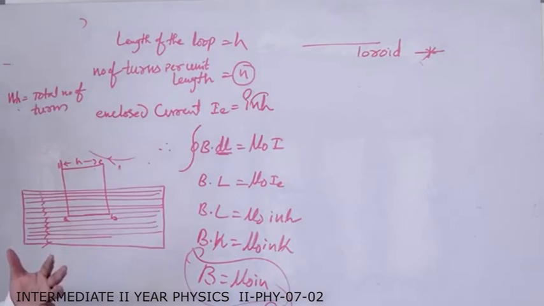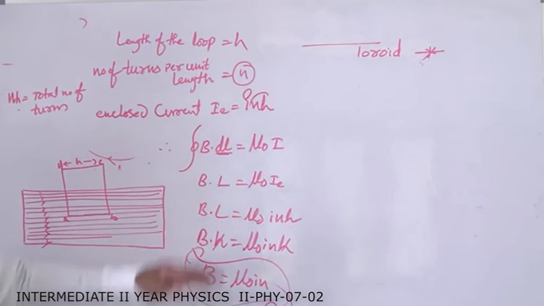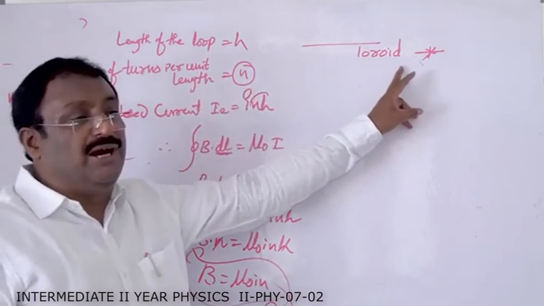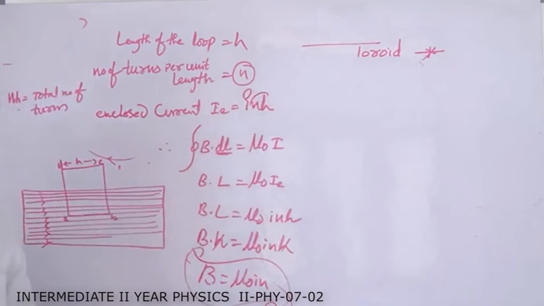In dialysis devices, there are two solenoids we use to control blood pressure. These solenoids are also used in the fan regulator. In day-to-day life, in various cases, we use solenoids to produce a uniform magnetic field. And we have another device, the toroid. It is stronger than a solenoid.